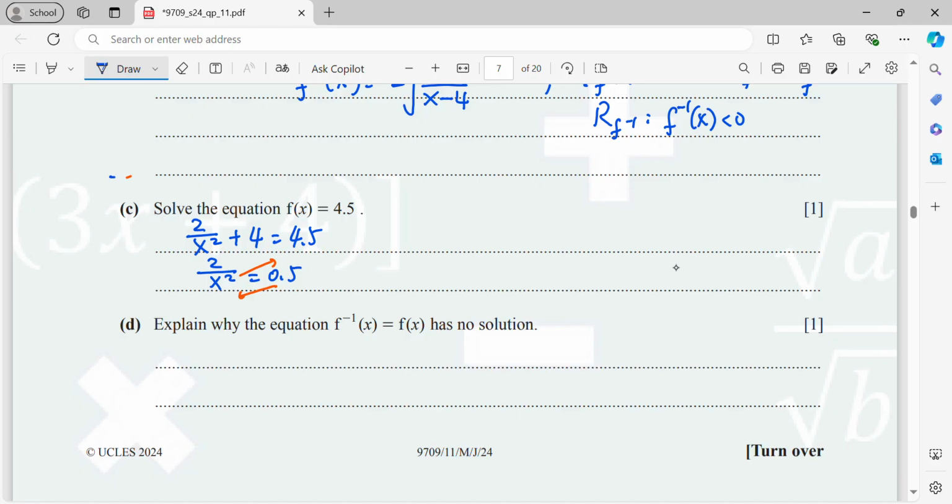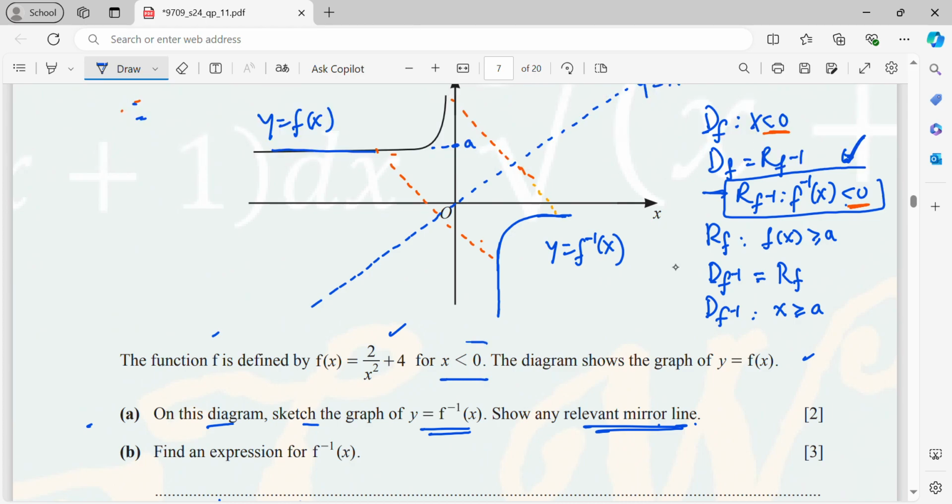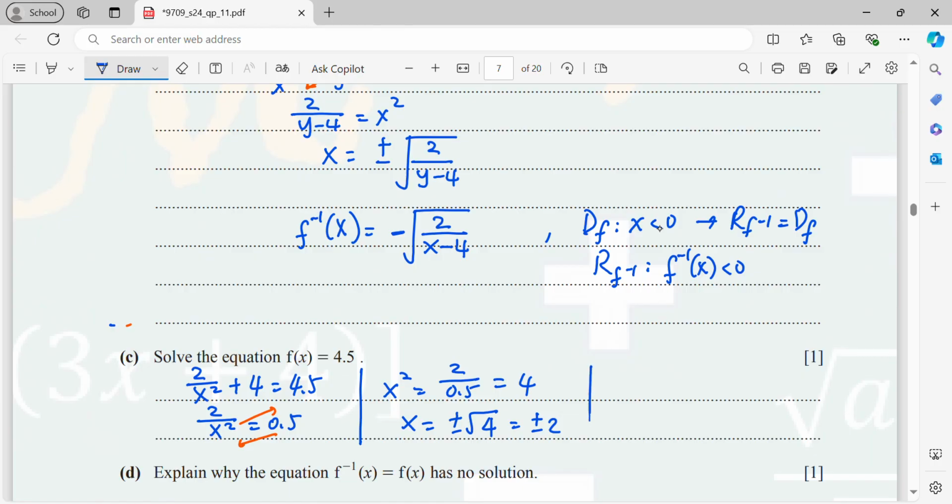Okay, so here I will get x squared equals 2 over 0.5. That is going to be 4, which means now my x will be plus minus square root 4, so plus minus 2. Now, when you look at the graph, your graph is defined for x less than 0. That means given x less than 0, therefore your x is only negative 2. That's the solution for C.